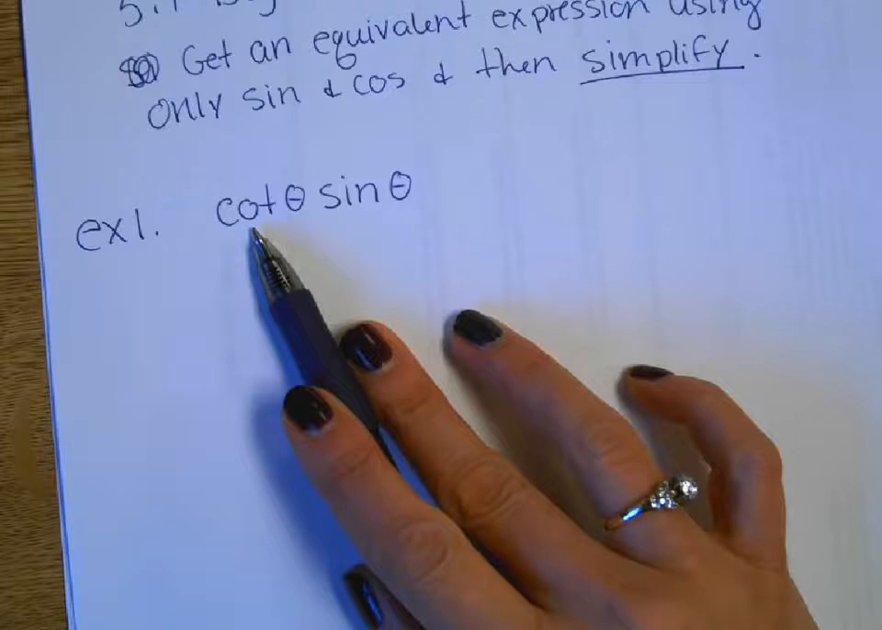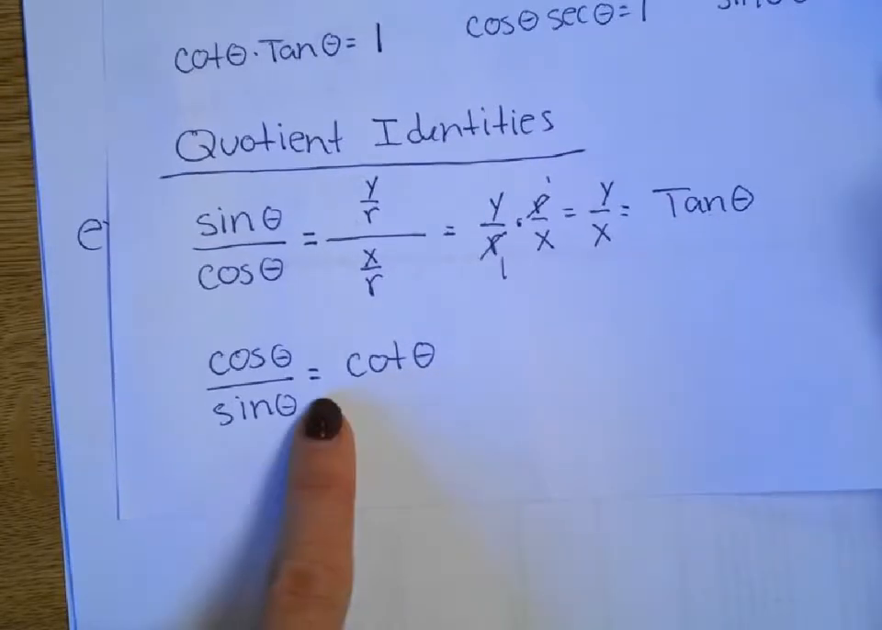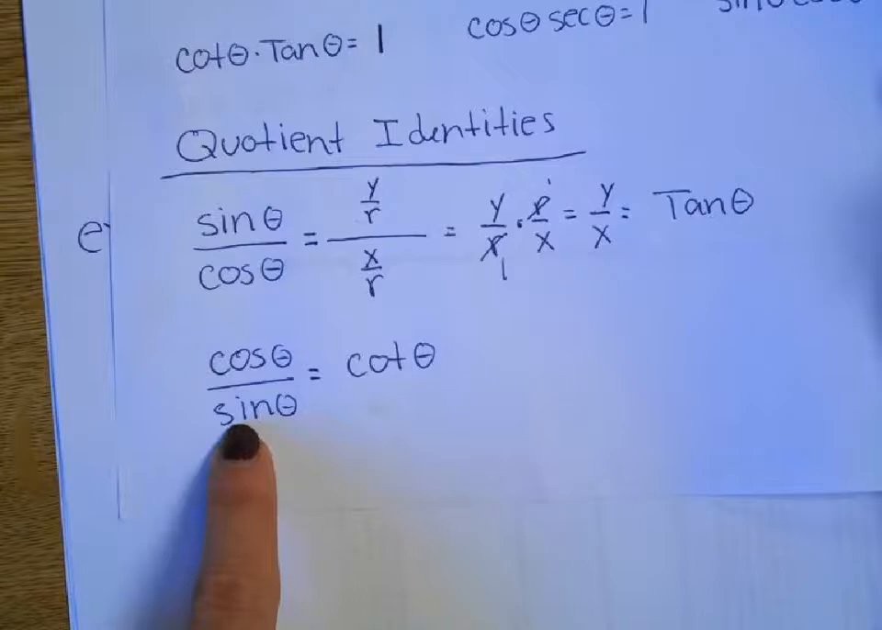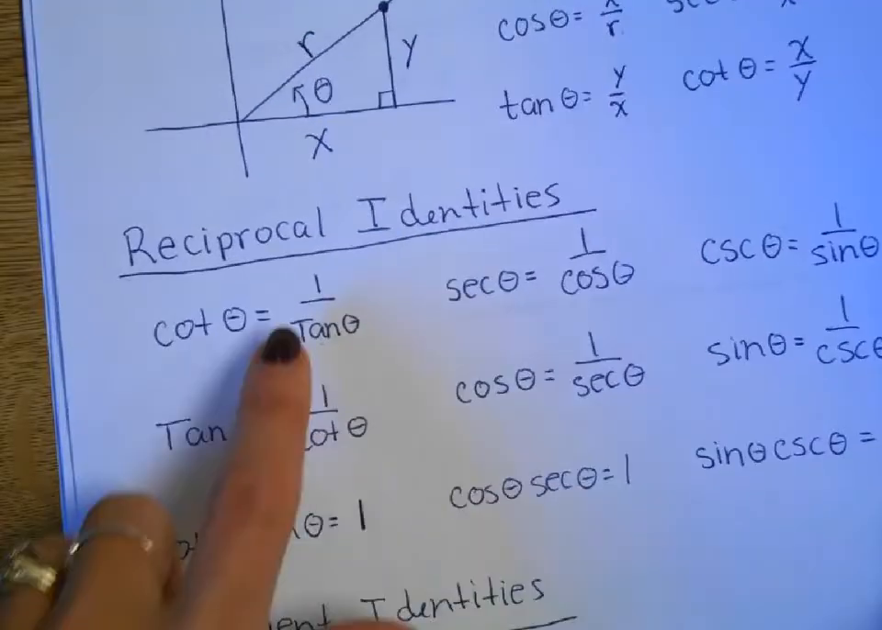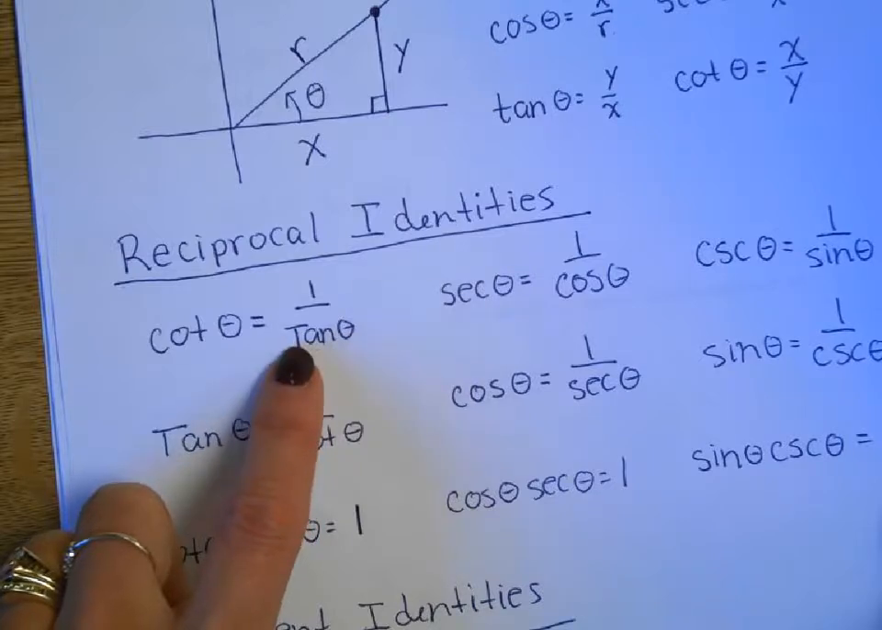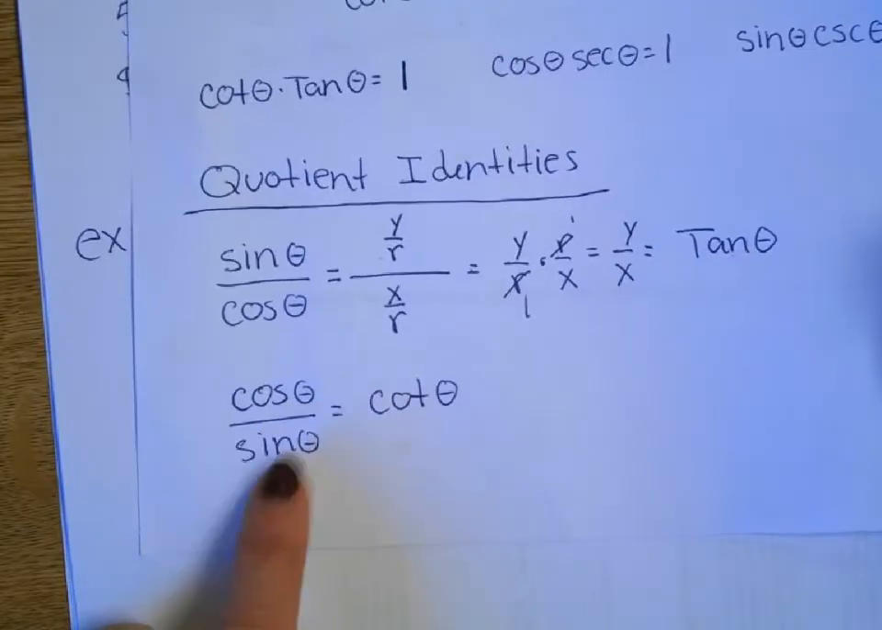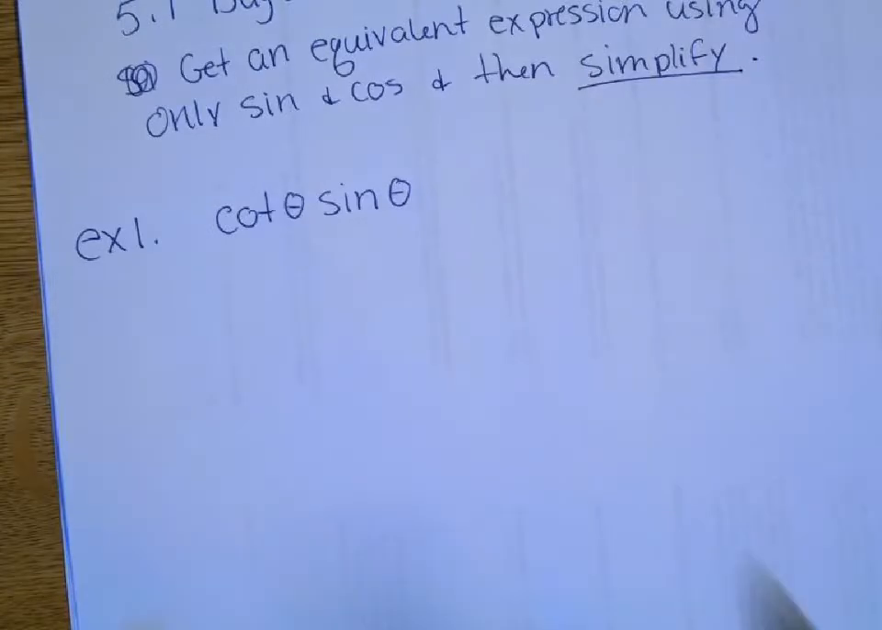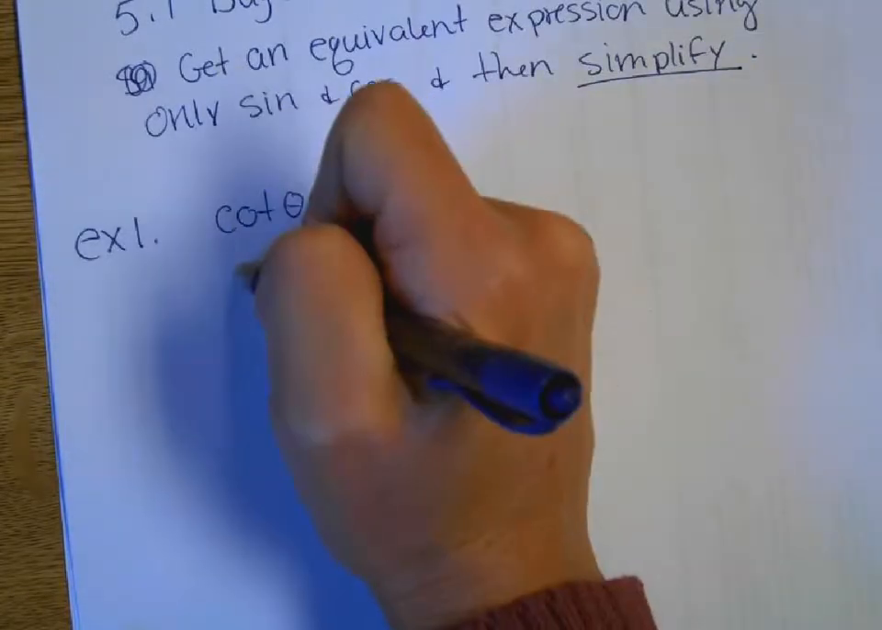Do you remember from yesterday how cotangent can be rewritten? It can be rewritten with your quotient identities. Cotangent equals cosine over sine. It could also equal 1 over tangent, but I want to switch everything to sines and cosines, so I wouldn't want to pick this one. You want to use this one. So, we're going to rewrite cotangent as cosine over sine.